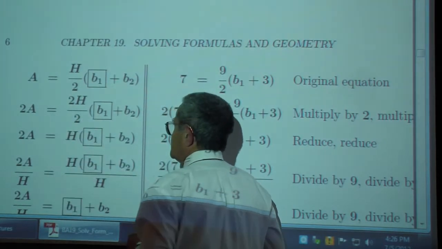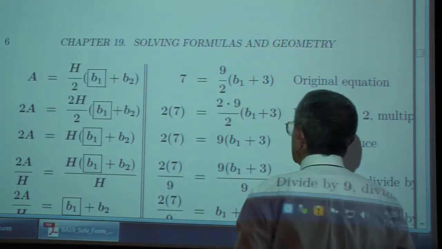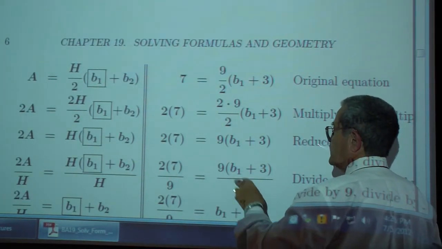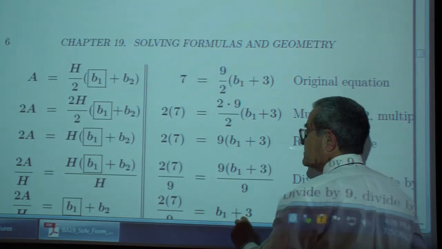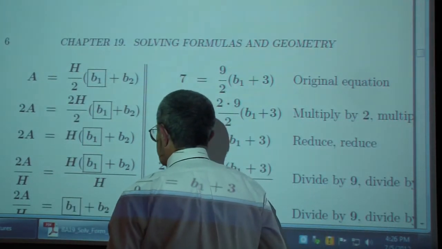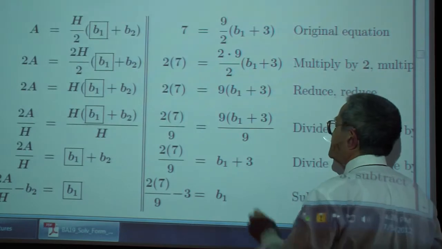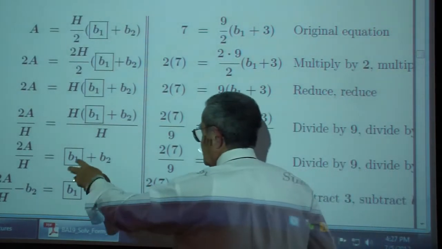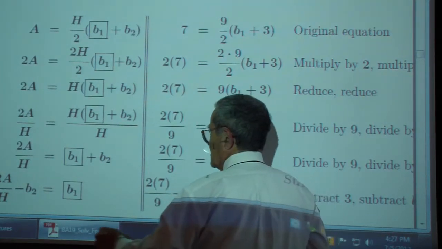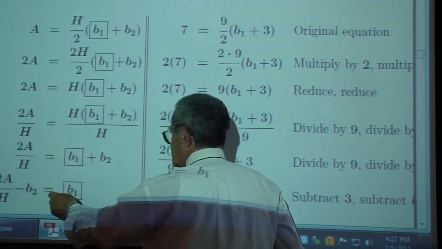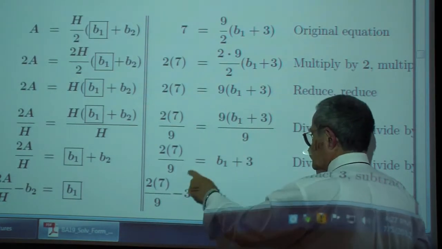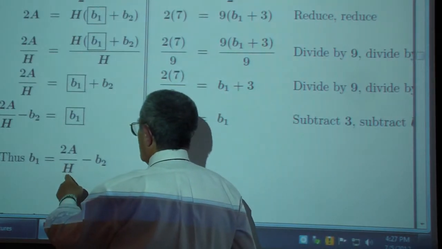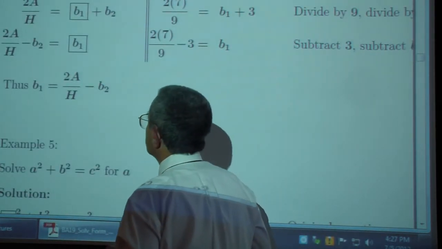Factor out 1 in the form of 2 over 2. Then one way of doing it, distribute. No, I guess I went another way. Divide both sides by 9. Divide both sides by H. And 9 over 9 drops out. You're left with B sub 1 plus 3, or B sub 1 plus B sub 2. You want to be left with just B sub 1, so subtract B sub 2 from both sides. Subtract 3 from both sides. And B sub 1 then is 2A over H minus B sub 2.